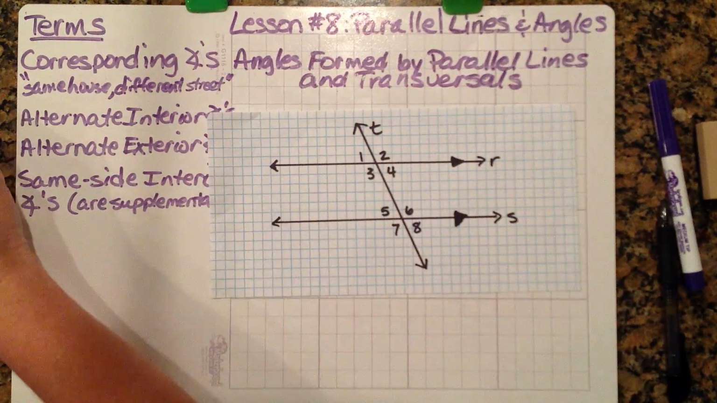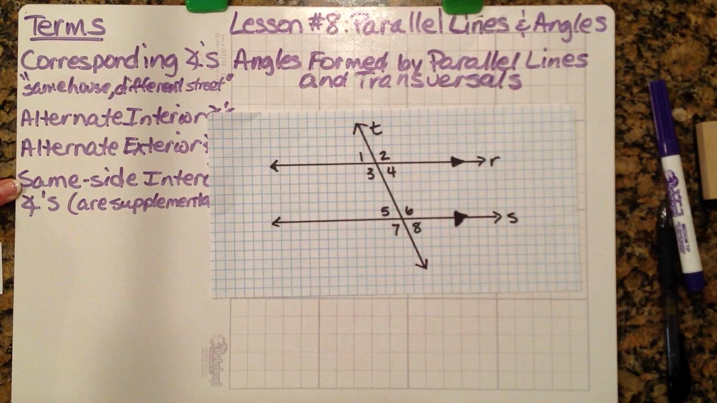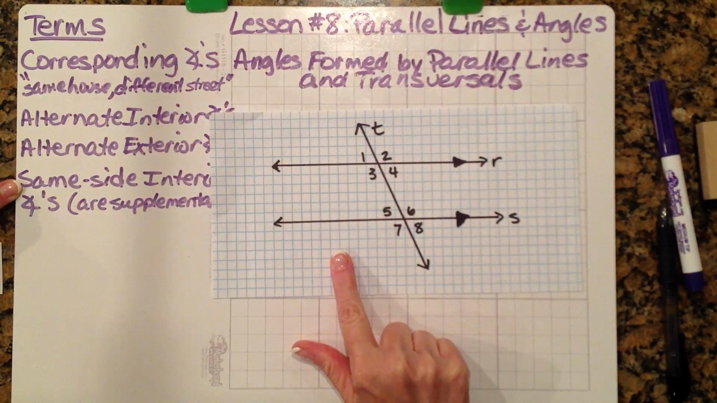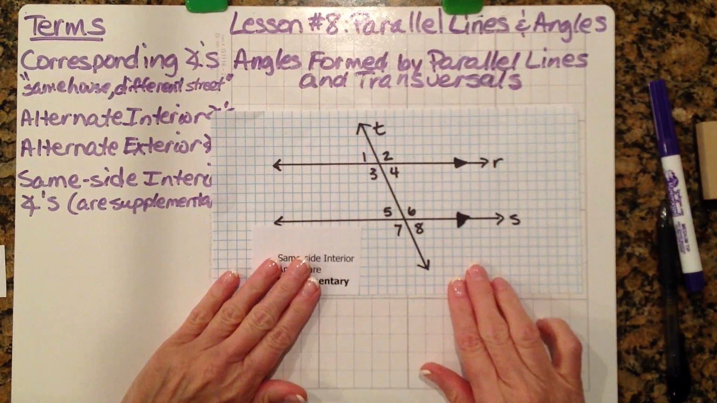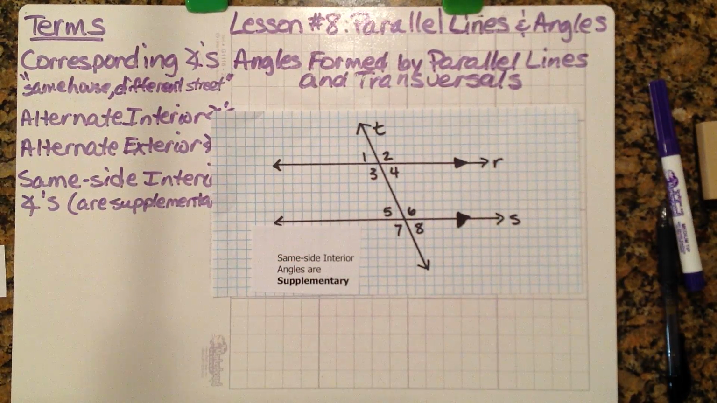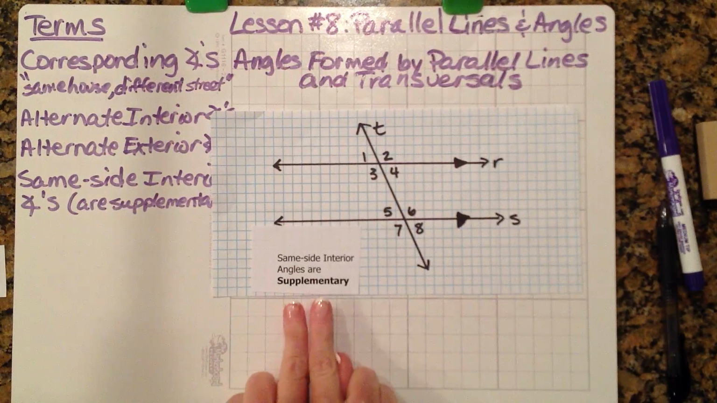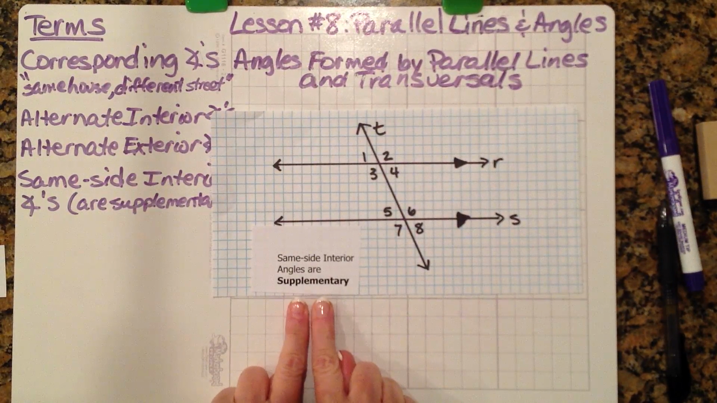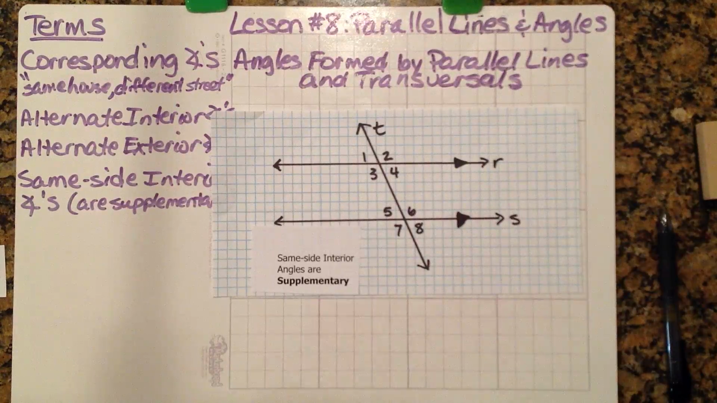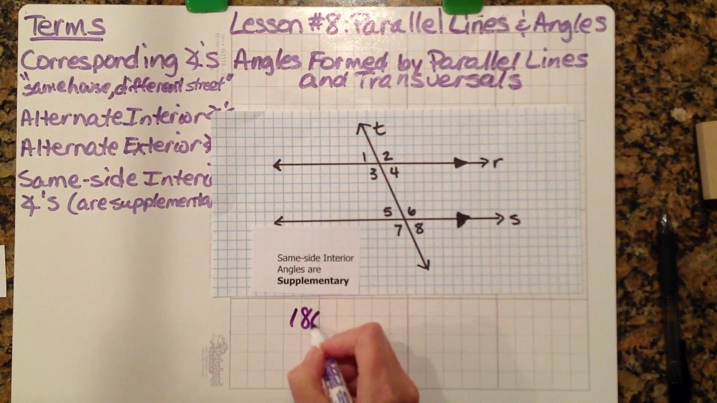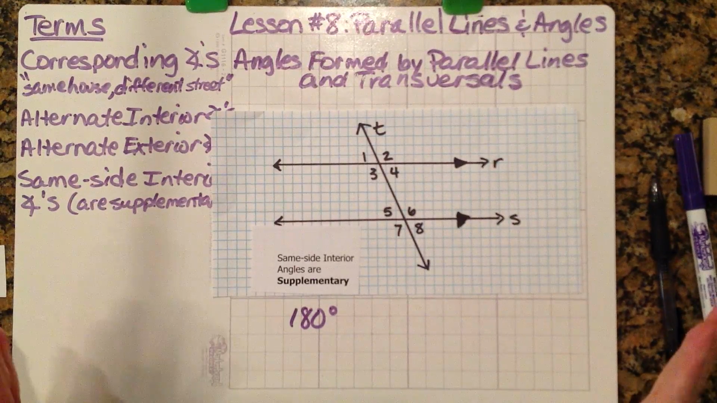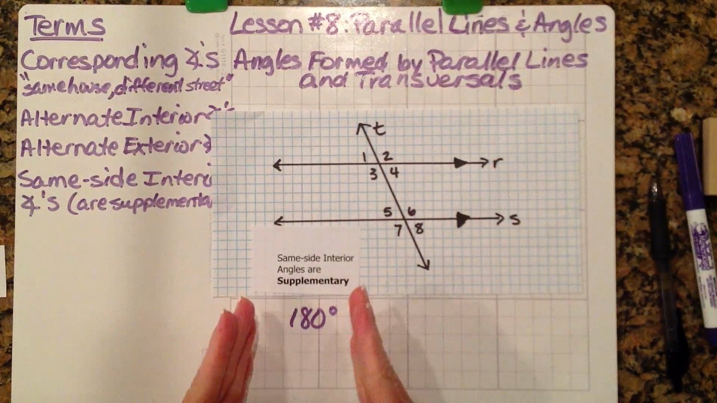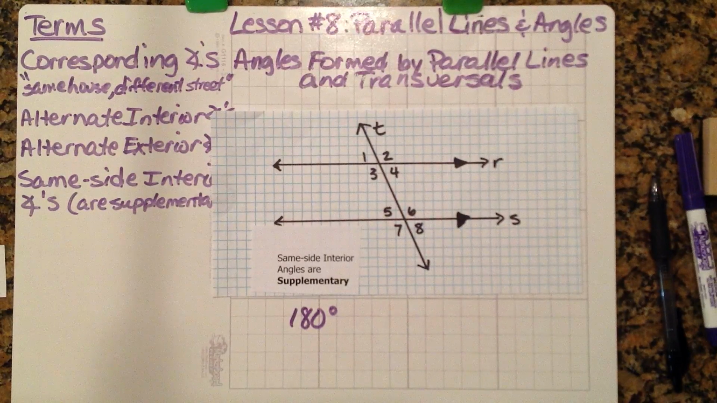Let's look at one more example. Same side interior angles. Now, they are not congruent to each other, they're supplementary. And remember, how much was supplementary? Two angles that are supplementary add up to how much? They add up to 180 degrees. So my two angles are not necessarily congruent to each other. They're going to be supplementary to each other.